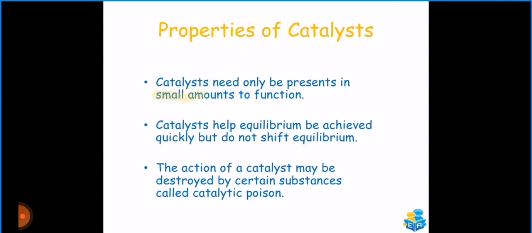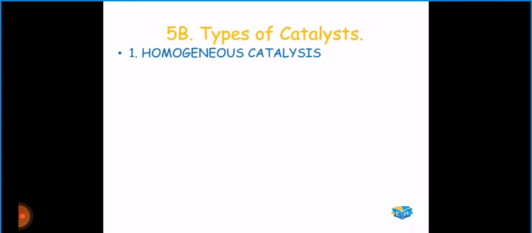We only need small amounts of them, as they are only there to alter the rate of the reaction. Now, catalysts help equilibrium be achieved quickly, but they do not shift the position of the equilibrium. They only help it to get there quicker. And as I've said, if the active site of our catalyst or enzyme changes shape, then we say that the catalyst has been destroyed, and it will have been destroyed by a substance called catalytic poison. Next, we'll move on to types of catalysts.